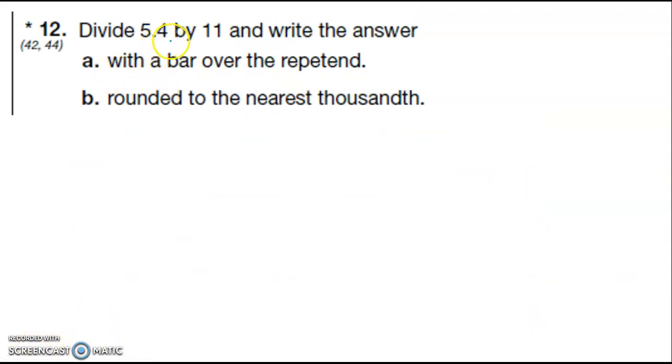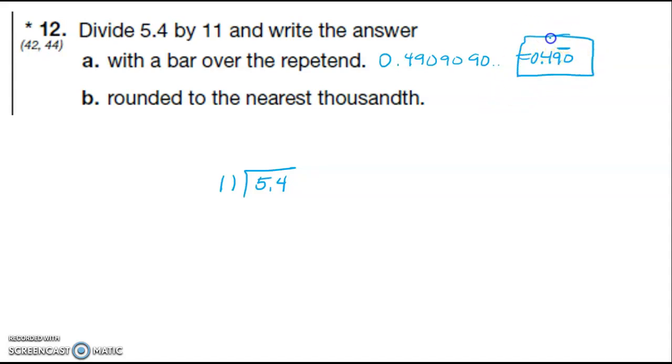Okay, divide 5.4 by 11 and write the answer in 2 different ways. So this is 5.4 divided by 11. I'm going to plug this into my calculator, fastest way to do it. And I get, it says with a bar over the repetend. So I think it's 0.4 and the 90 has the bar over just the 90 part. And I think that's my answer.